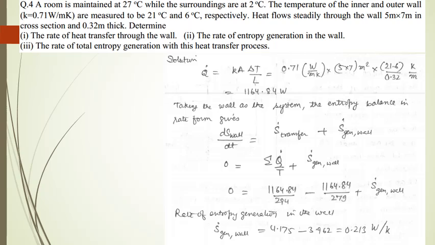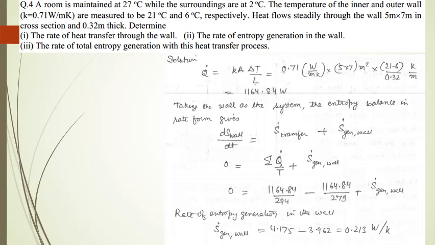Now the rate of heat transfer as per conduction is equal to K into A into delta T upon L. The delta T is the temperature difference between the inner and outer wall, K is the thermal conductivity, A is the cross-sectional area, and L is basically the thickness of the wall. So by putting in the values we get the rate of heat transfer to be 1164.84 watt.